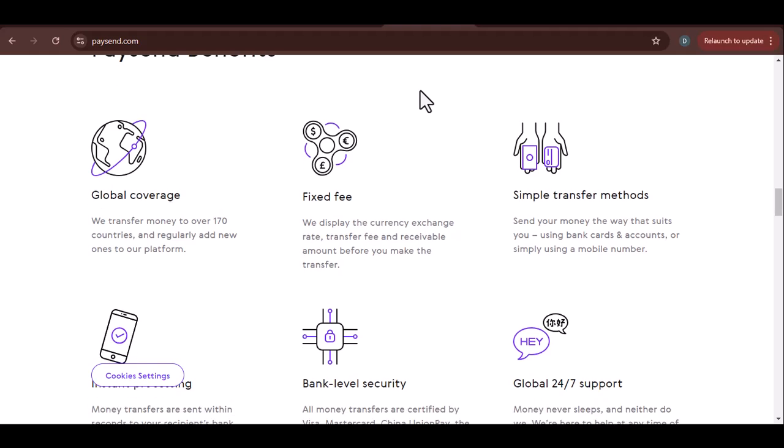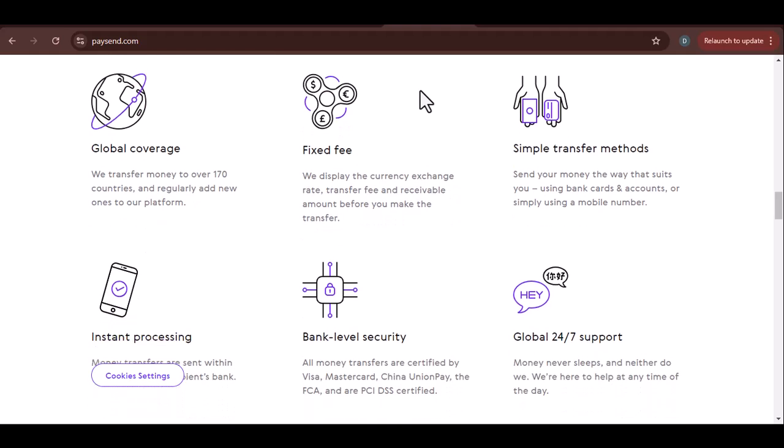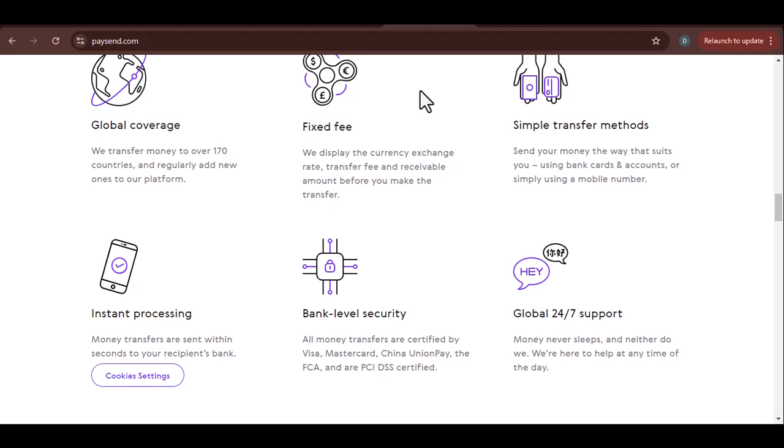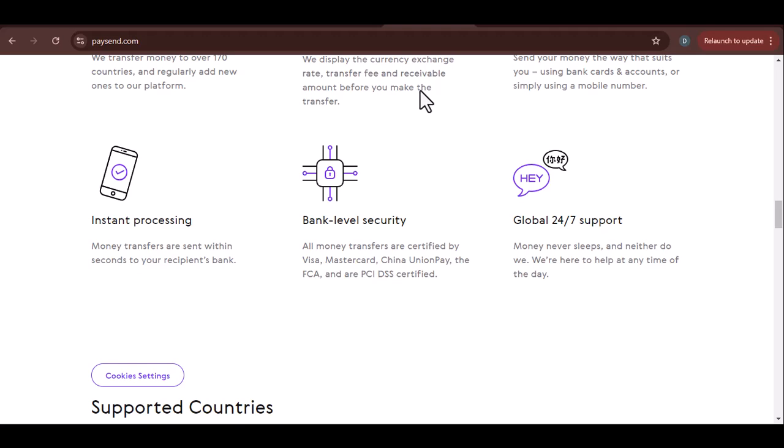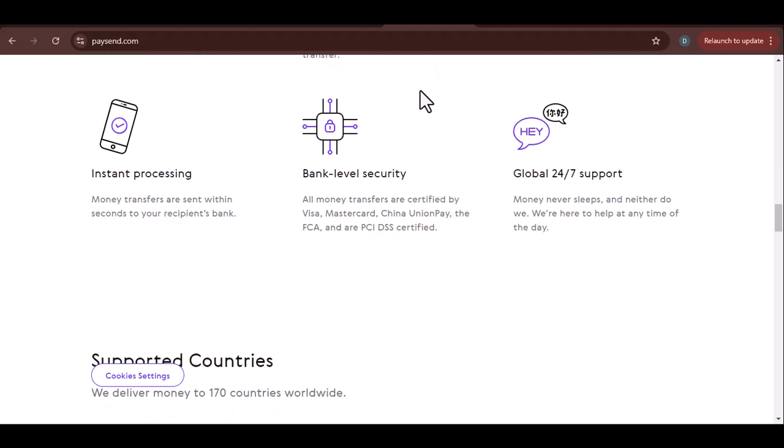Recap key points. Summarize the main steps involved in requesting a refund from Paysend. Offer encouragement. Reassure viewers that even in challenging situations, it's possible to resolve refund issues.